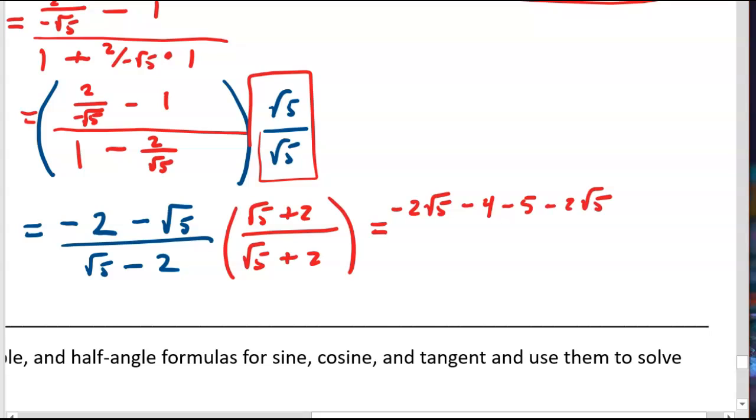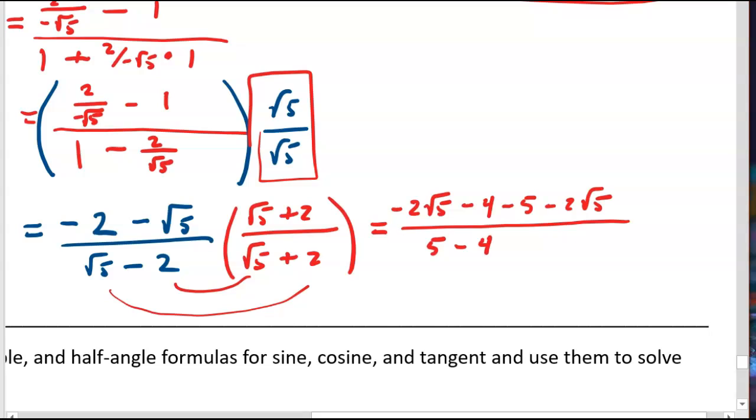We'll still have radicals in the numerator, and that's fine. Generally that's the case, but in the denominator there will not be. So root 5 times root 5 is 5. The outside and the inside products will always cancel out. That's the purpose of multiplying by conjugates. And then negative 2 times 2 is negative 4. So this one turns out really nice.